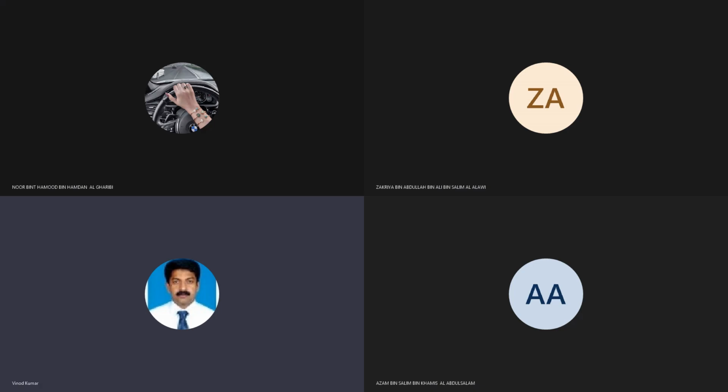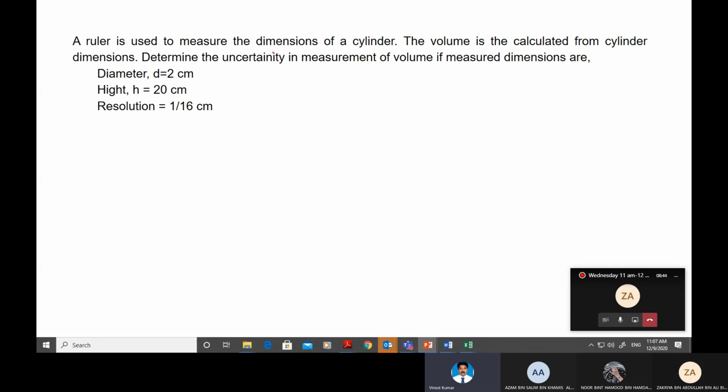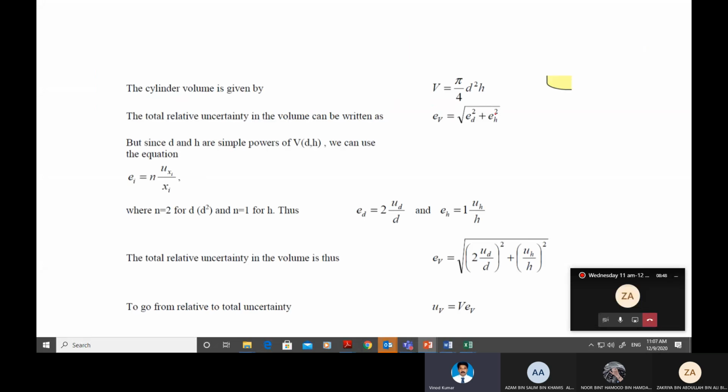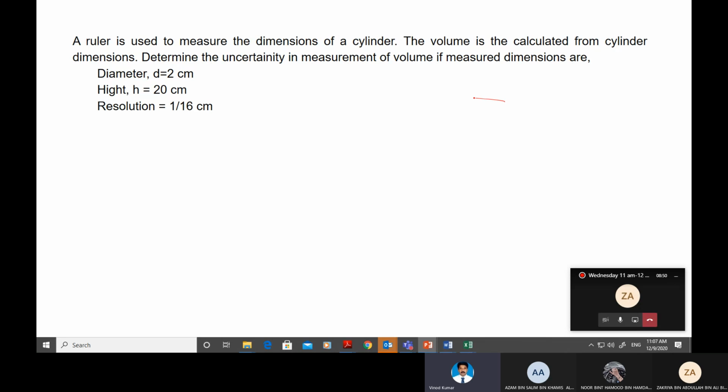Question is from uncertainty. A ruler is used to measure dimensions of a cylinder. You know, a cylinder looks like this. The cylinder has a diameter. Drawing becomes difficult here.